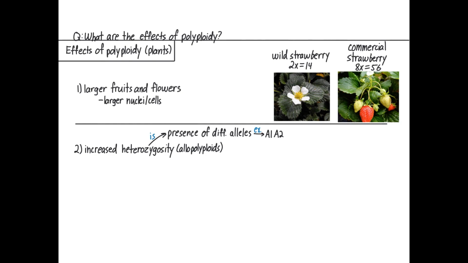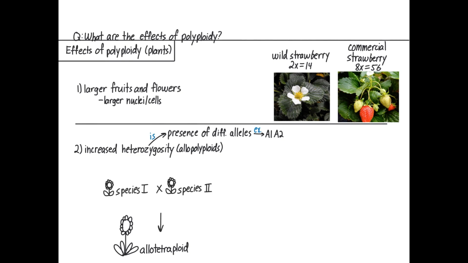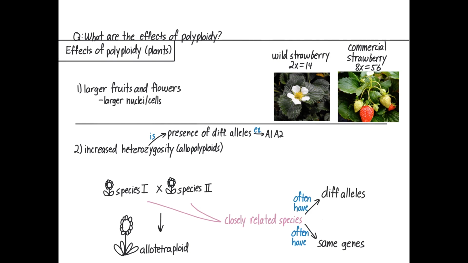Why is that? Recall that allopolyploids, for example, this allotetraploid, are usually the offspring of two different parent species, which we'll call species 1 and species 2. Species that interbreed to produce polyploids are usually closely related, so they'll often have the same genes. But because they are different species, they often have different alleles of those genes.